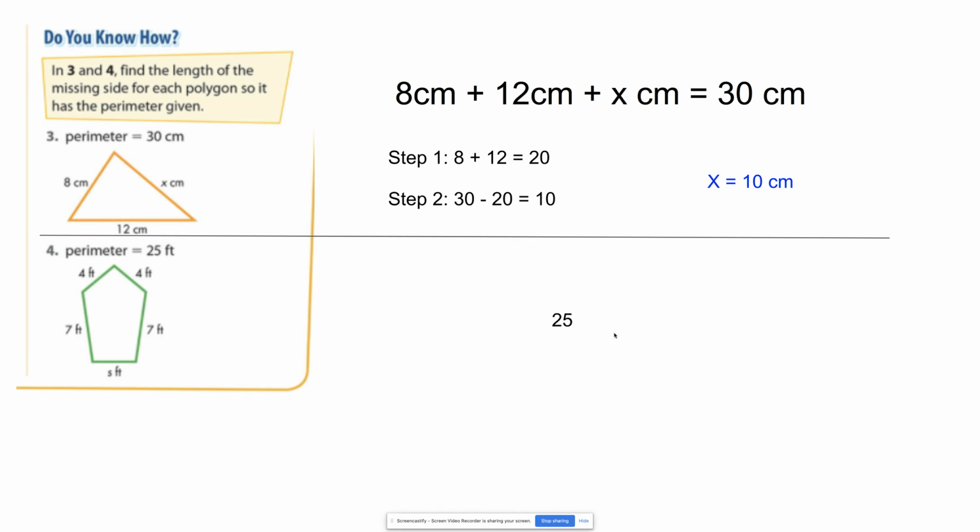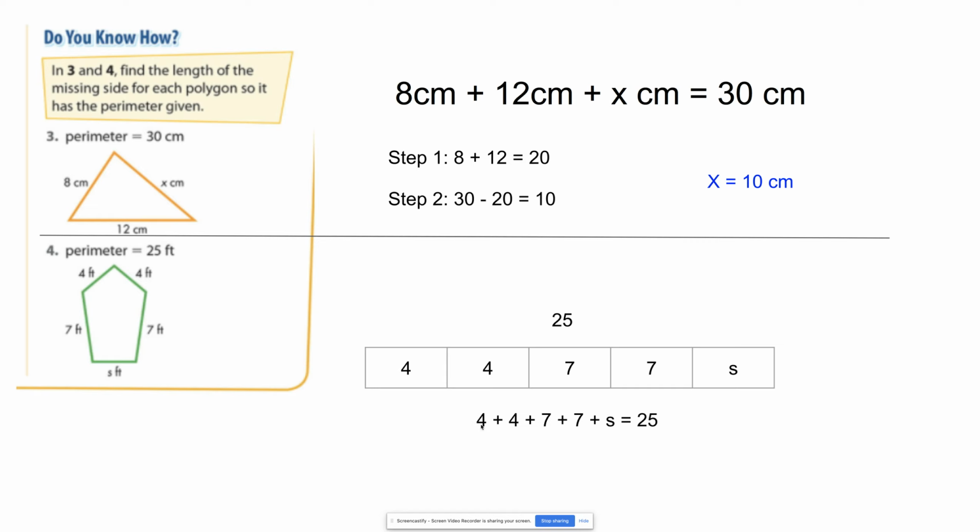So my whole is 25. And I have 5 different sides. So I have 2 with 4 and 2 with 7, and my missing side is S. That's my unknown side. So the next step is to add those 4 sides. 4 plus 4 plus 7 plus 7 plus S, which is unknown, is equal to 25. And then I find that all of that together is equal to 22, plus S is 25. So the missing length is 3 feet.